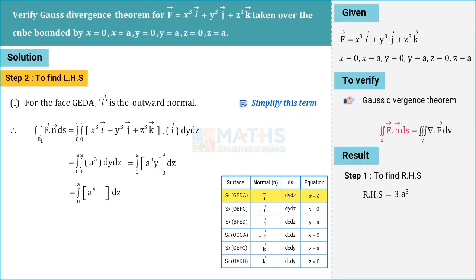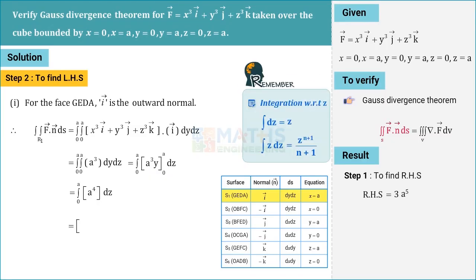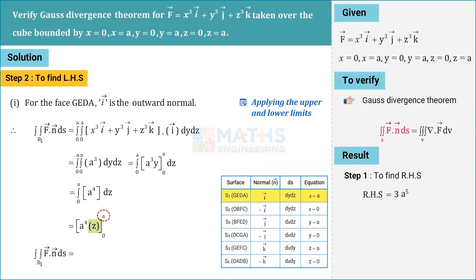We get a power 4. Now the integration is with respect to z. a power 4 is a constant. Integral of dz is z. We replace the upper limit a and lower limit 0 in the place of z. So value on the first surface is a power 5.